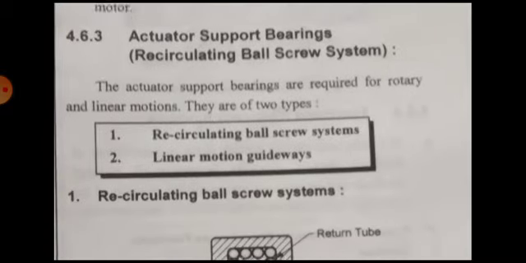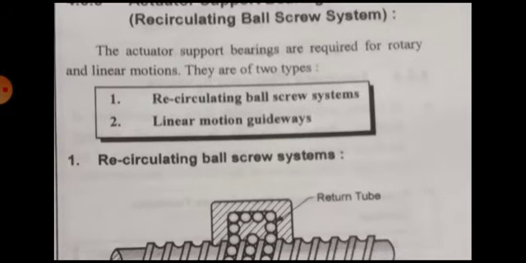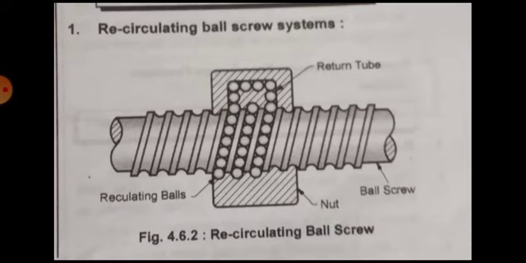They are of two types. One is the recirculating ball screw system and the other is linear motion guideways. Here you can see the recirculating ball screw system. You can see the nut, return tube, recirculating ball and ball screw. As this shaft rotates, this nut, on which the blade of the CNC machine can be attached, will move upward or downward. It provides less friction.